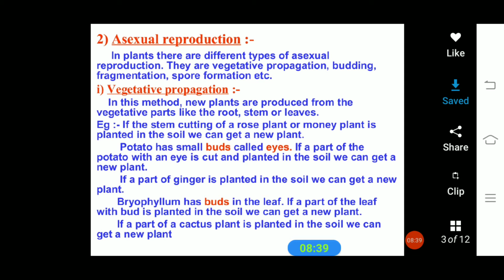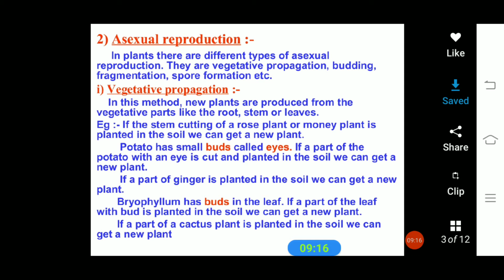The first one is vegetative propagation. Students, in this method the new plants are produced from the vegetative parts. As I told you, the vegetative parts of the plants are root, stem and leaves, and through these the new plants can grow. So this method is called vegetative propagation: new plants are produced from vegetative parts like root, stem or leaves.